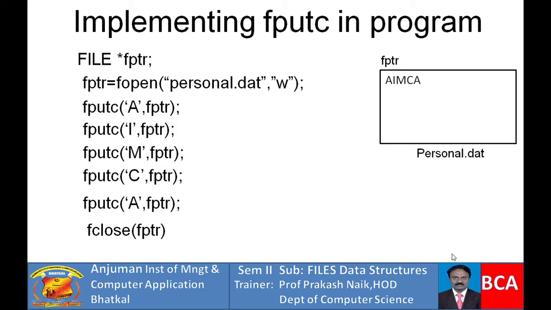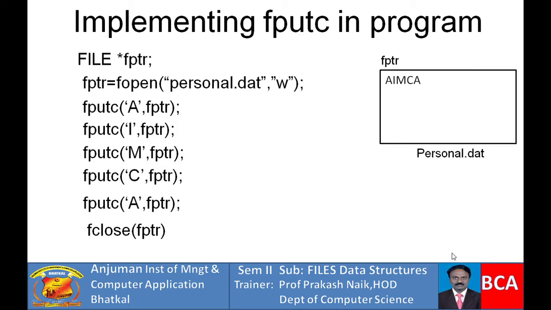Like this, you can add any number of words, any number of characters, or any number of sentences. Where it ends, one marker will be shown, which is called the end of file marker. About this we will learn a bit later. The last instruction is fclose, which will close the file personal.dat. This was about fputc.